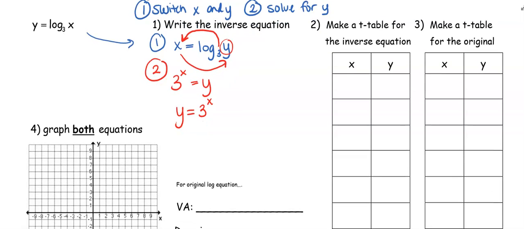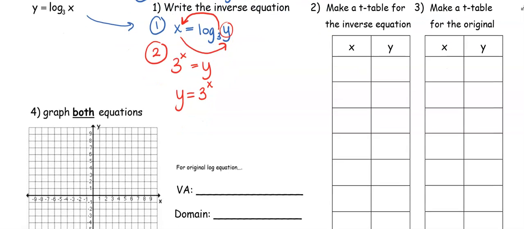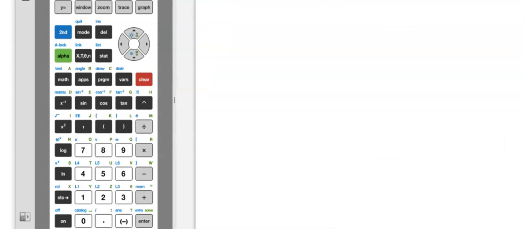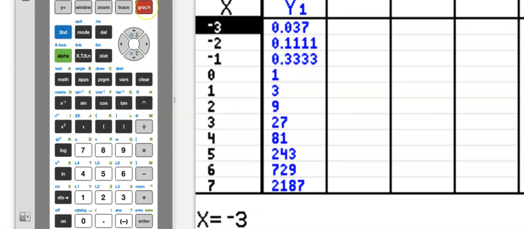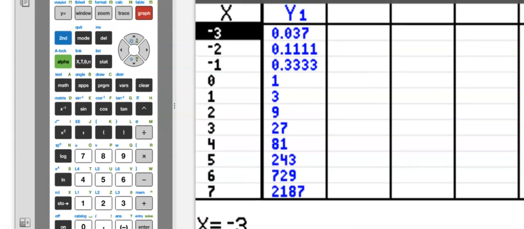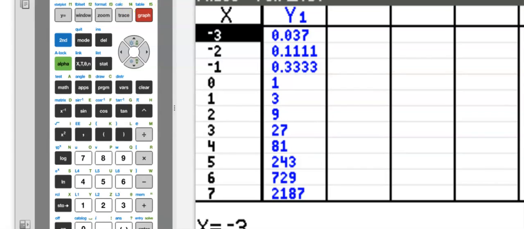So what we want to do to graph this is we want to make a t-table for it to get those values. So in our calculator, we have our y equals, clear out anything that you have in there. I want to type in 3 raised to the x power. And remember, this is the button right here that raises to an exponential, the caret. So 3 raised to the x power. Make sure that you're using the x next to the alpha button. And then to get to the table, we're going to go to second graph. Because we can see in blue, that's where it says table.